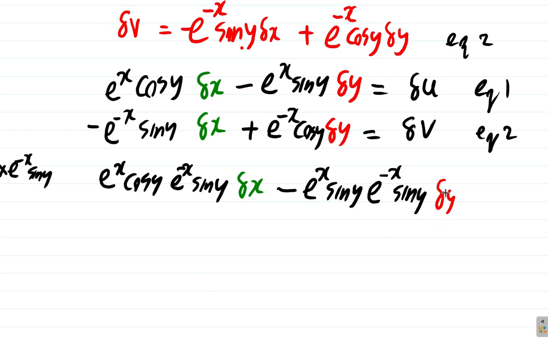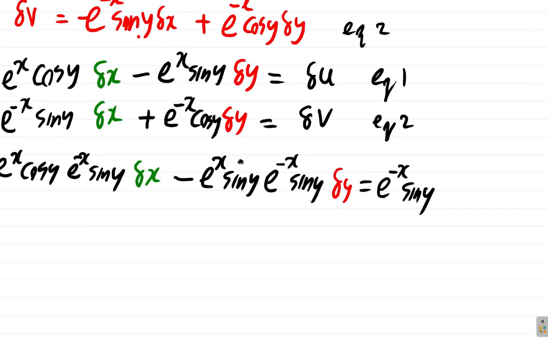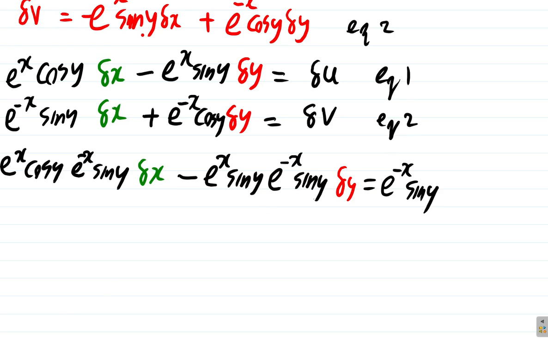Good. Is equal to, and then e to the negative x sine y will multiply our del u. Okay, so that's what we have there.